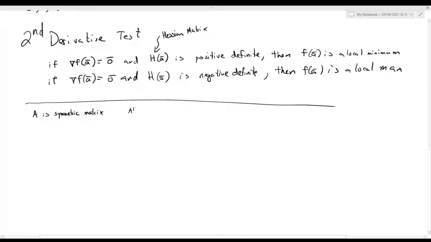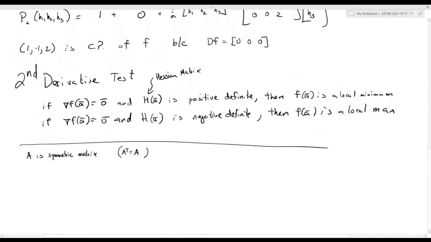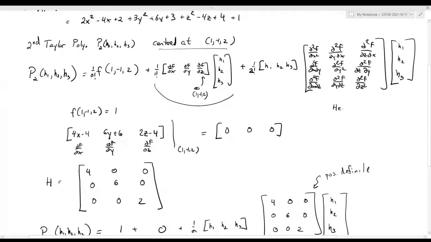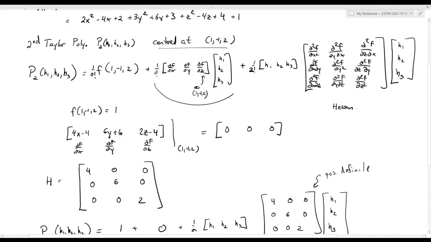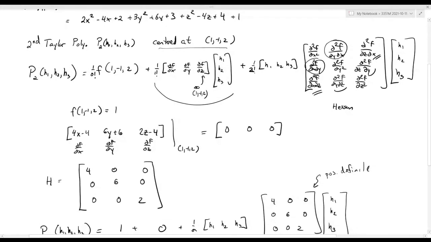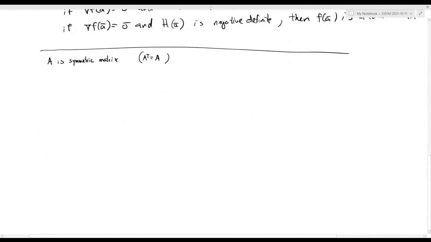That is to say, A transpose is equal to A. And your Hessian matrix, as long as your function is smooth, your mixed partials are going to be equal. So if you look at the Hessian matrix that we wrote down over here formulaically, this is our Hessian. It'll be symmetric. This will be equal to that, and so on. And these are equal. It'll be a symmetric matrix. Okay, so what does it mean for a matrix to be positive definite?